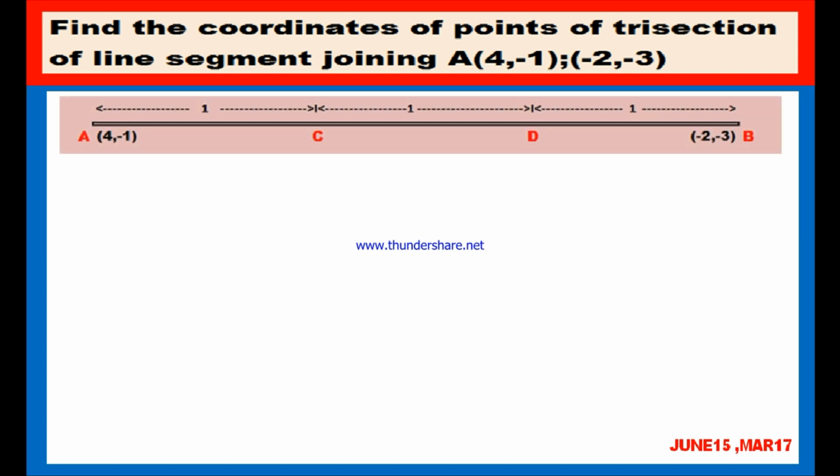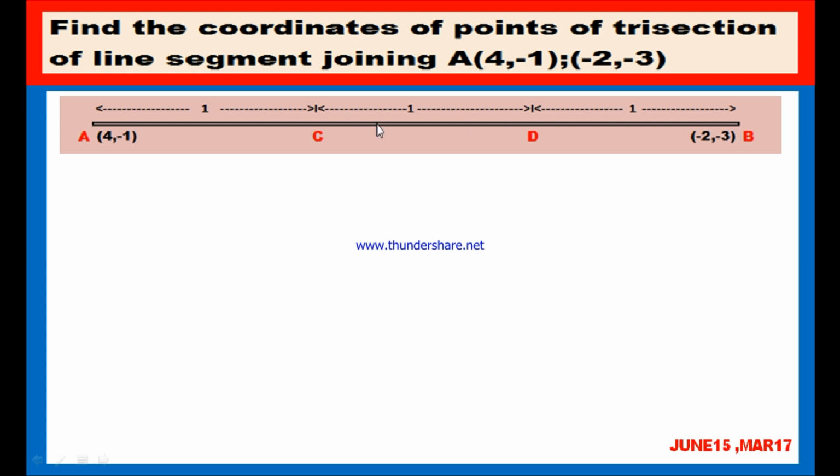Here is the diagram. AB is the line segment. The coordinates of A are (4, -1) and the coordinates of B are (-2, -3). Now we have to divide this line segment into three equal parts. Trisection means dividing the total line segment into three equal parts. To do this, you have to cut the line segment at two points. One point is C and the second point is D.